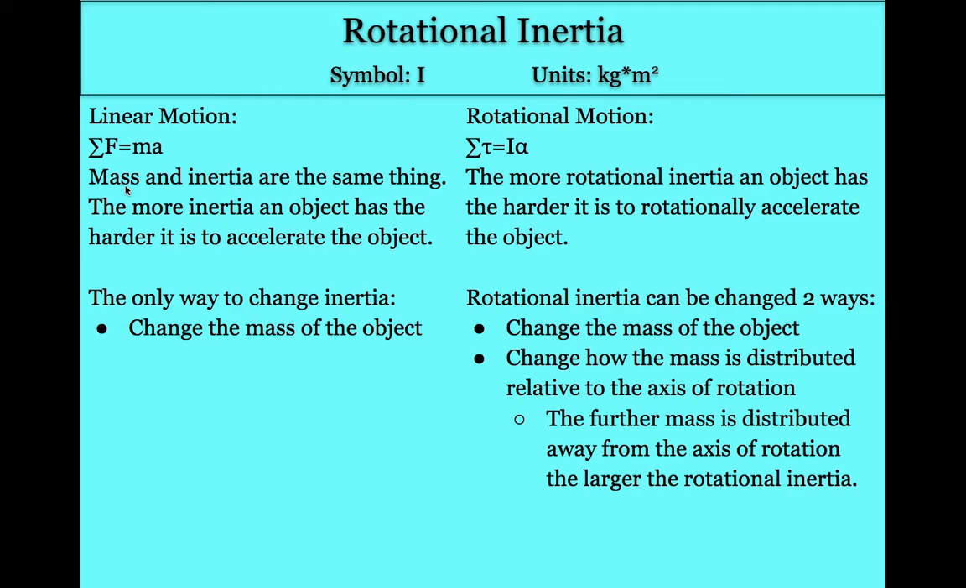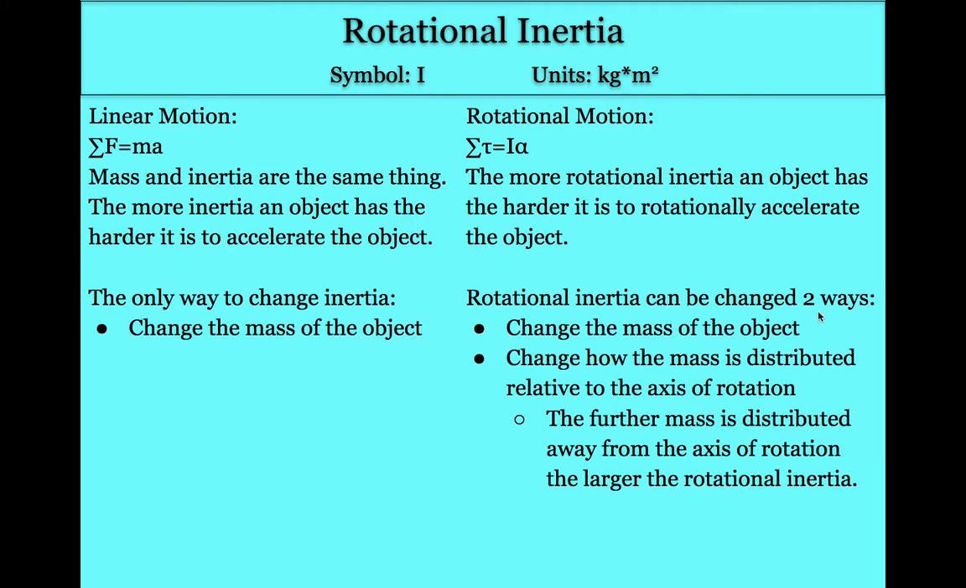Mass and inertia are the same thing. The more inertia an object has, the harder it is to accelerate the object. Similarly, the more rotational inertia an object has, the harder it is to rotationally accelerate the object. But the difference is that there's only one way to change inertia, and that is to change the mass of the object.